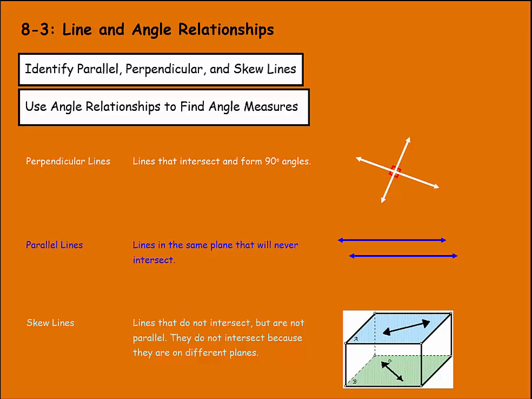You see, this one's kind of traveling that way. This one's traveling this way. You think they would cross. They don't intersect, however, because they are on different planes.